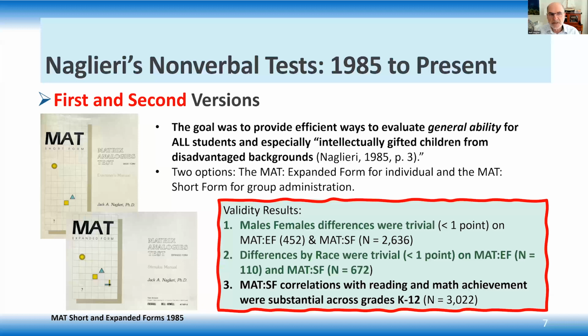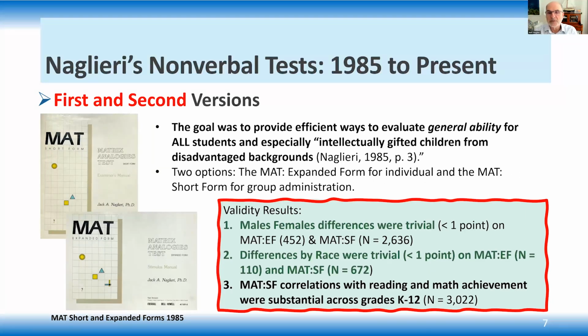And my first test that I published in 1985 was designed to provide an equitable way of measuring general ability for students, especially intellectually gifted students from disadvantaged backgrounds. One of the advantages of being a test author is you have a lot of data from standardization. And so what I did right from the very beginning was ask the critical questions.